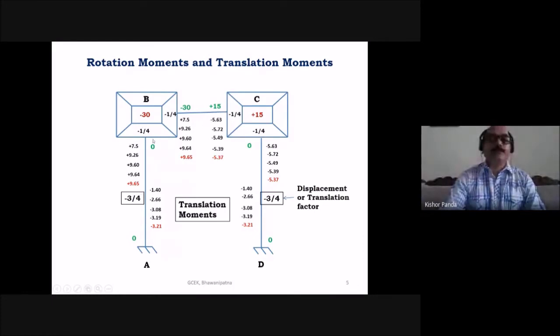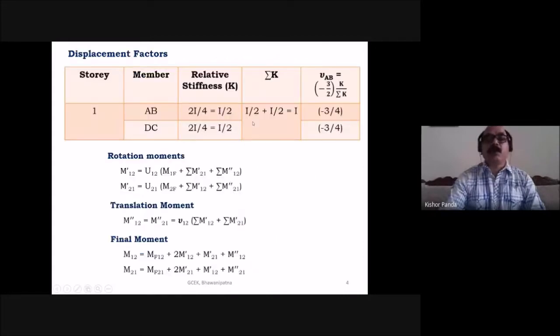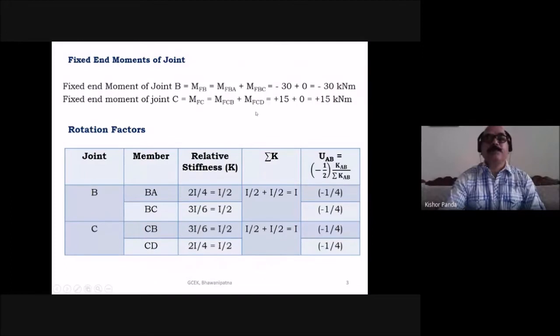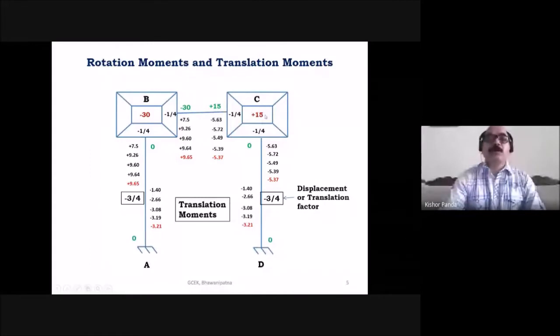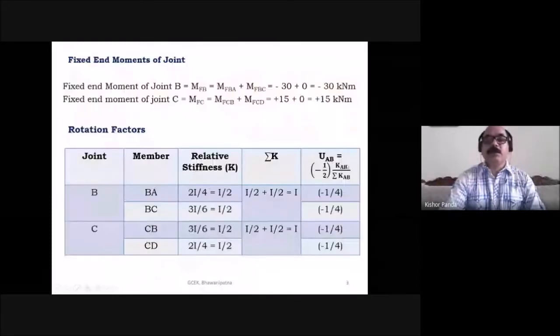Then you know the fixed moment of the joint B, so you have to put it in the inner rectangular block. Similarly, the fixed moment, this is MFB and MFC. Then MFC you have to write on this side at the joint C, in the inner rectangular block. Then you already know the rotation factors. This is your BA, BC minus 1/4, minus 1/4. Then CB and CD minus 1/4, minus 1/4.